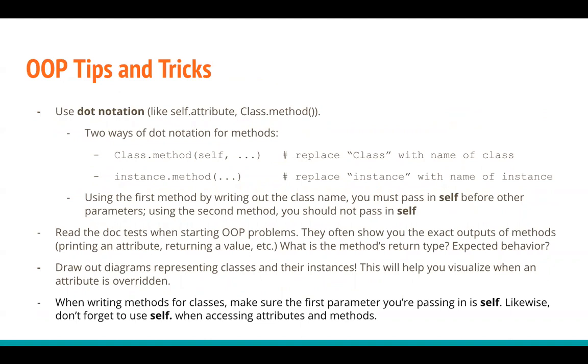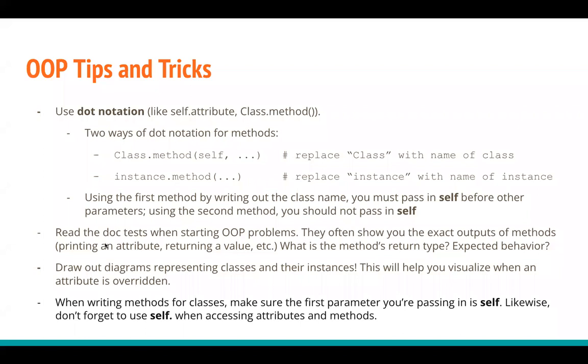Okay, finally, we have some more OOP tips and tricks. When we're working with OOP, we always want to use dot notation to call methods. The two ways we have for using dot notation for methods are Class.method, passing in the instance, or we can just call it directly from the instance using instance.method. In the second case, you wouldn't need to pass in self because we're already referring to the instance at the beginning, but using the first way, Class.method, we would need to pass in self, which would be the instance that we're referring to.